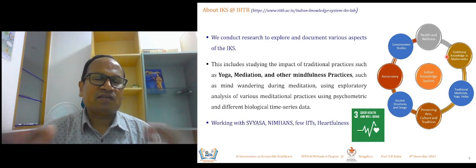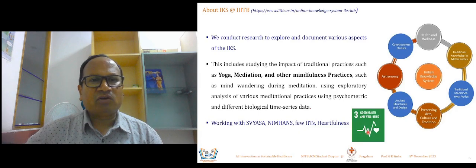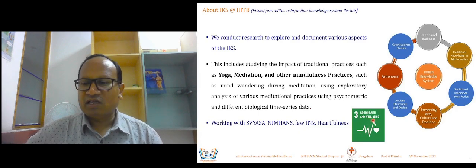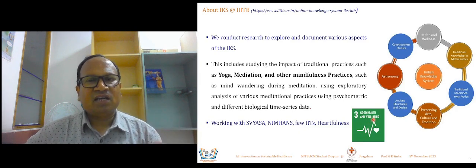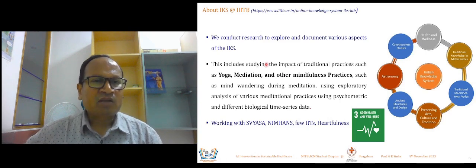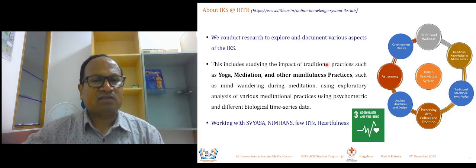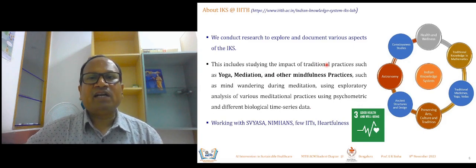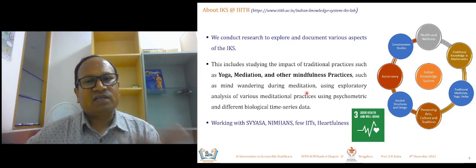When we see the Sustainable Development Goals, 17 Sustainable Development Goals, one of the most important goals, SDG 3, is good health and well-being. And I can say that IKS has a tremendous role to play in achieving Sustainable Development Goal 3. So under IKS, we are studying the impact of traditional practices. We have just started with mental well-being and sustainable healthcare, rather preventive healthcare, yoga, meditation, and other mindfulness practices such as mind wandering during meditation. Can it be reduced? Is it increased?